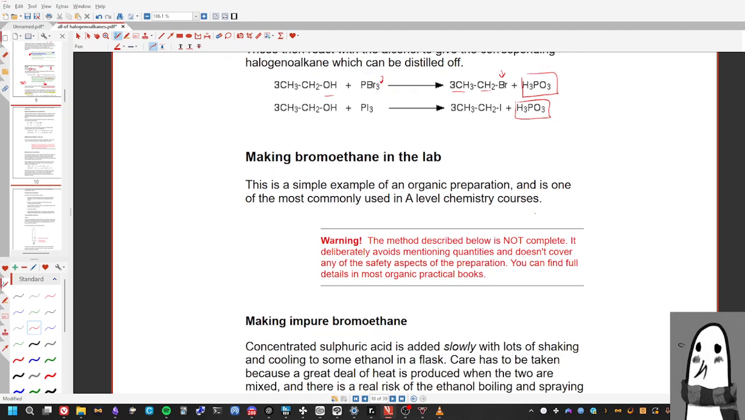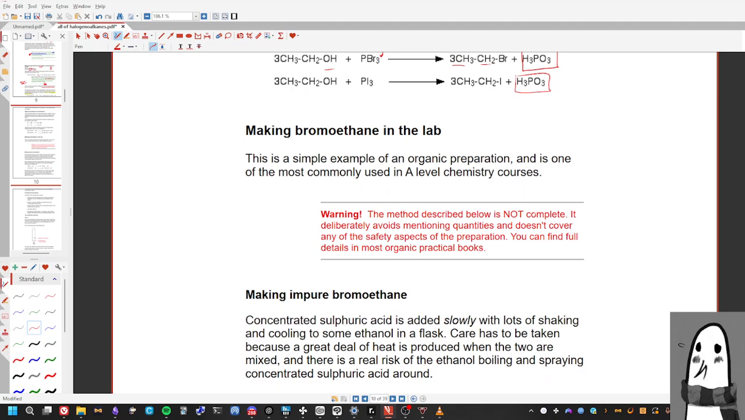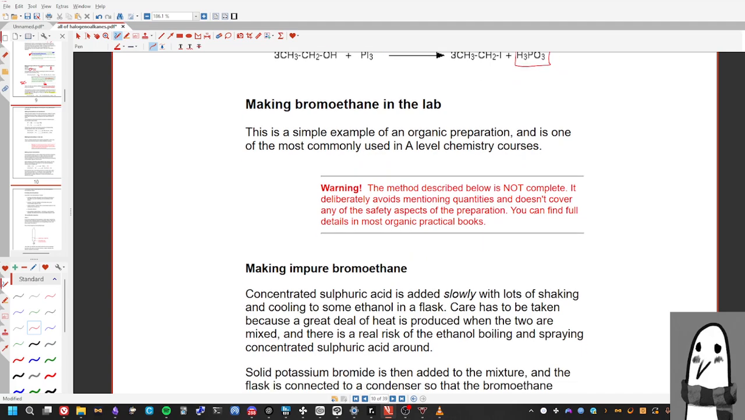Making bromoethane in the lab. This is a simple example of organic preparation and is one of the most commonly used in A-level chemistry courses. The method described below is not complete. It deliberately avoids mentioning quantities and doesn't cover any of the safety aspects. You can find details in most organic practical books. Perhaps we will go into that later, though I don't think it will be in this video, unfortunately.